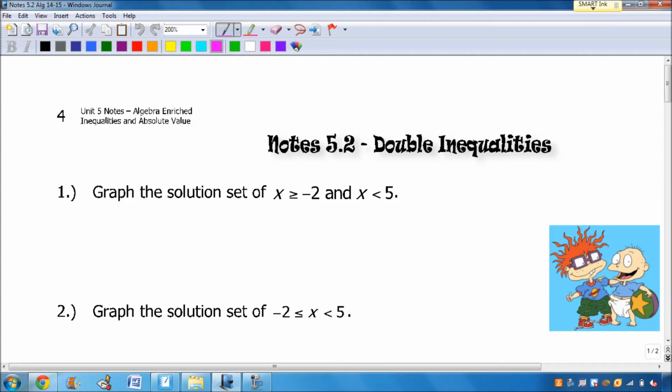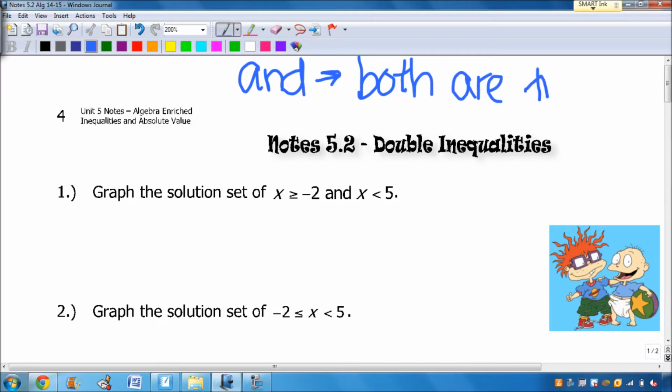Today in class, or the lesson I saw you in class, we talked about the difference between "and" and "or." And we discussed that the word "and" means that both have to be true. If you have the word "or," however, it means that one or both are true. Okay?